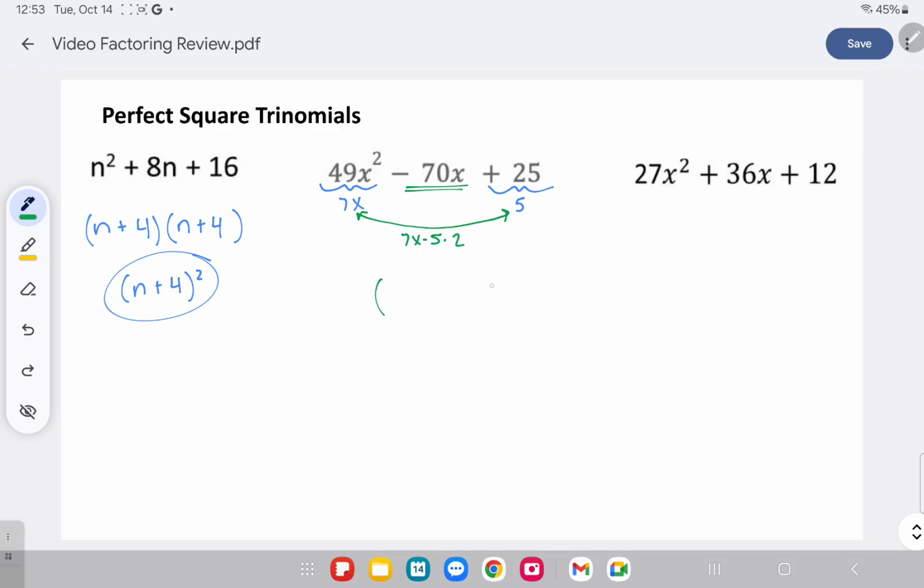So our parentheses will be 7x. It'll be a minus 5 because the 70 is negative, squared. 7x minus 5 times 7x minus 5.